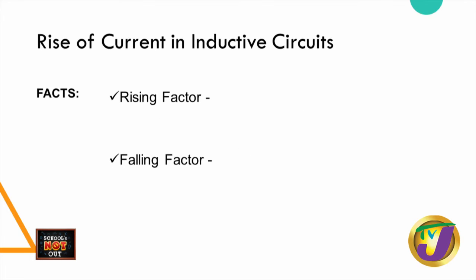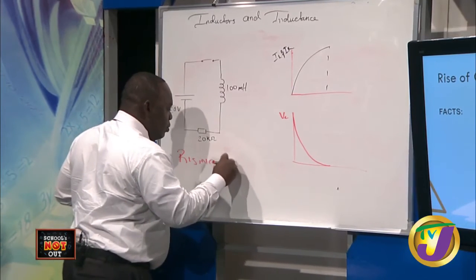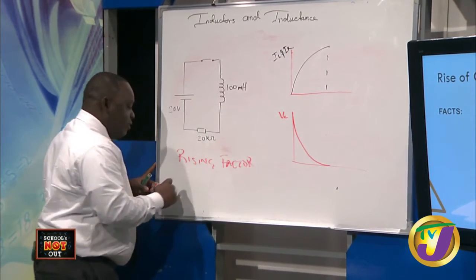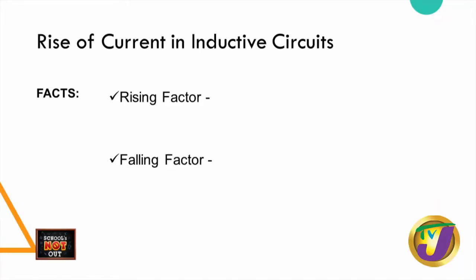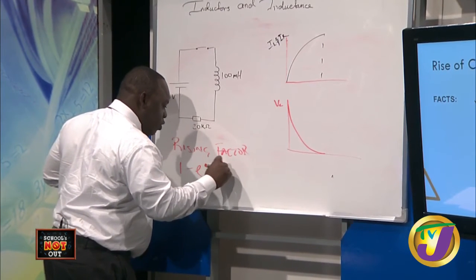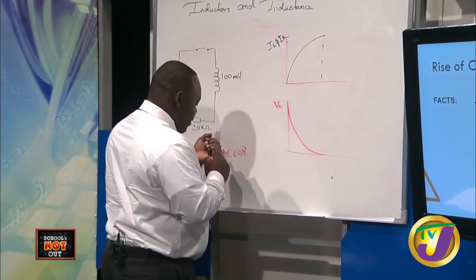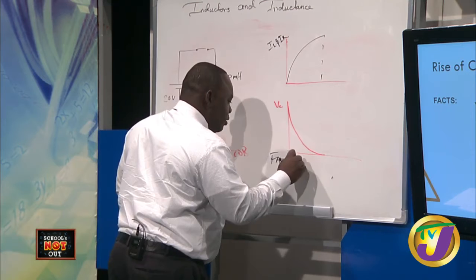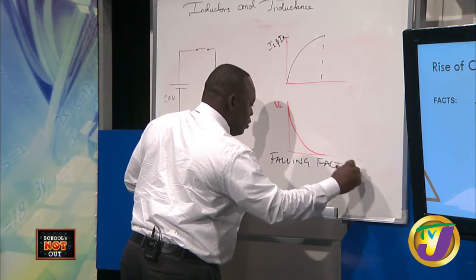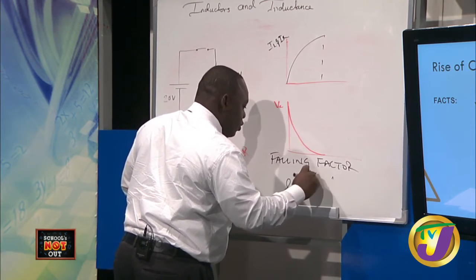Now as we look on, there are 2 factors that it is very important that you pay attention to as well. One is referred to as the rising factor, and the other is the falling factor. Let us look at our rising factor firstly. Our rising factor is 1 minus e to the minus t upon tau. And then our falling factor, and we're going to be using a different color, is e to the minus t upon tau.